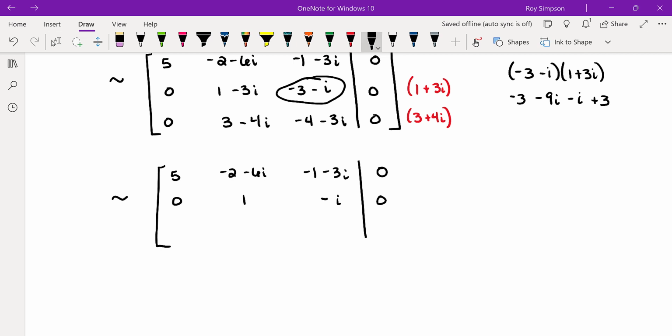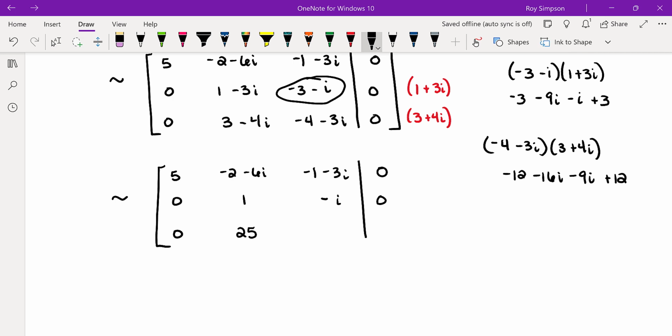I'm going to tell you that the third row is exactly the second row, but you're probably not able to see it right now, so let's just go ahead and do it. Multiplying 3 minus 4i times 3 plus 4i, I will get 9 plus 16, which is 25. And then finally, multiplying this by 3 plus 4i, let's go ahead and do it.